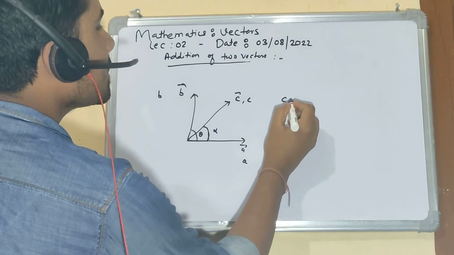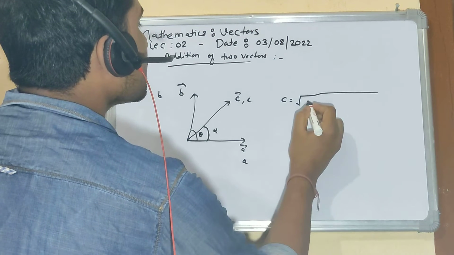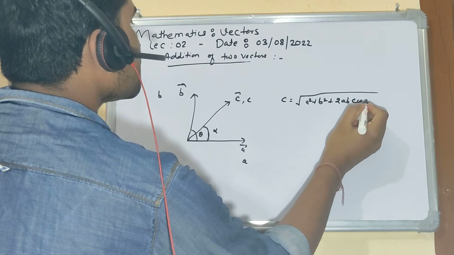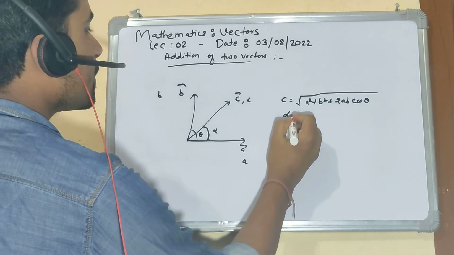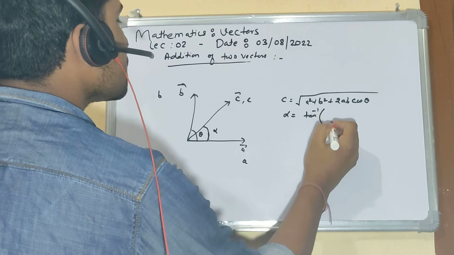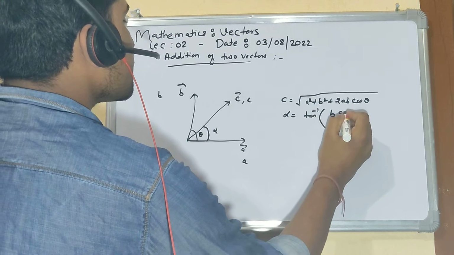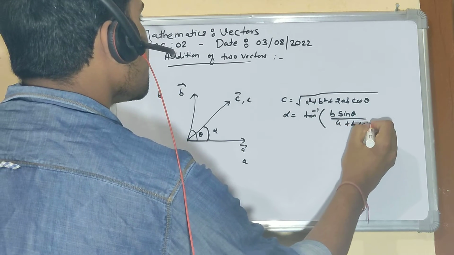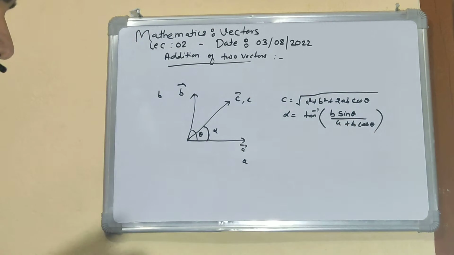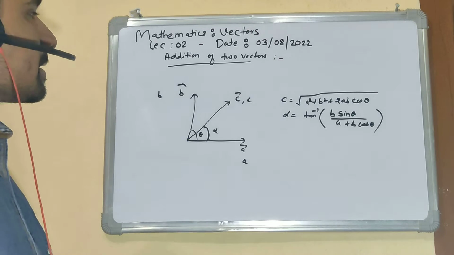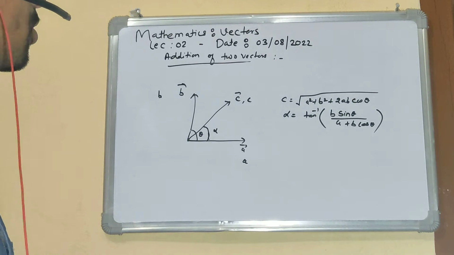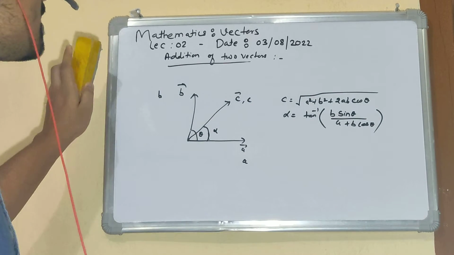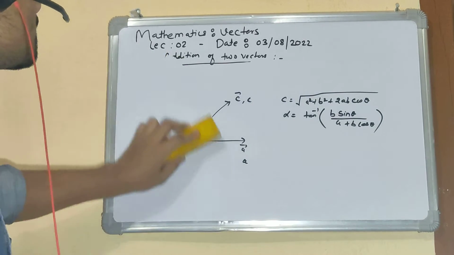So we calculated that the magnitude of the resultant vector is given by the square root of A square plus B square plus 2AB cos theta. And the angle we calculated is given by tan inverse of B sine theta by A plus B cos theta. Clear? Okay. With this, now let's talk about subtraction of two vectors. When we talk about addition, the next follow-up thing is subtraction. So subtraction of two vectors.